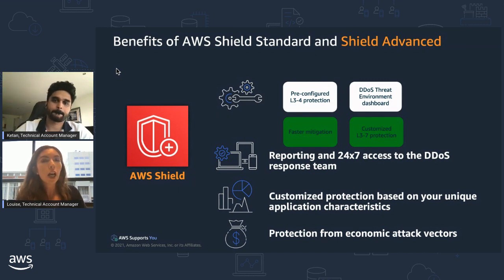So Shield Standard helps protect all AWS customers. But if you want to get even more of a benefit out of it, we really recommend also using CloudFront and Route 53, the two services we touched on earlier, because these provide even more availability protection against infrastructure attacks, so layer 3 and layer 4 attacks as well.